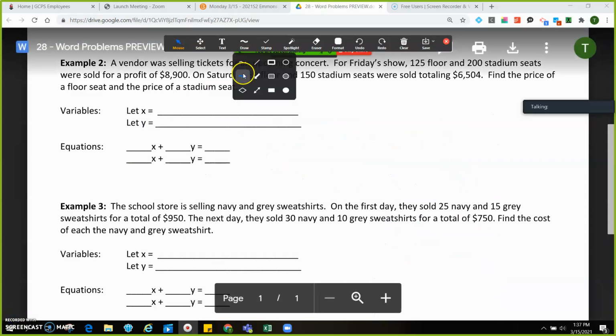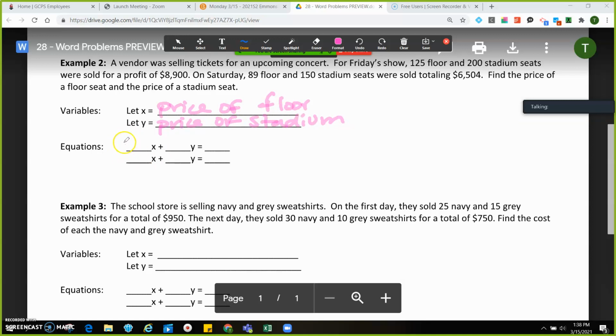Alright, so on example 2, what you're going to do is you've got a vendor who is selling tickets for an upcoming concert. For Friday's show, 125 floor and 200 stadium seats were sold at a profit of $8,900. On Saturday, 89 floor and 150 stadium seats were sold, totaling $6,504. Find the price of a floor seat and find the price of a stadium seat. So x is going to be the price of the floor seat, and then y is going to be the price of the stadium seat.